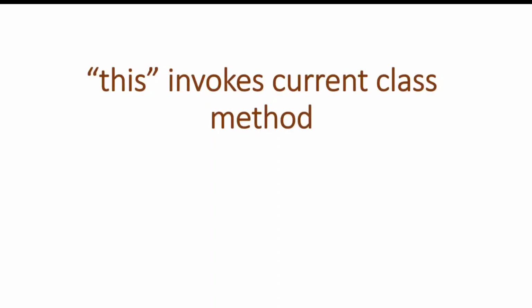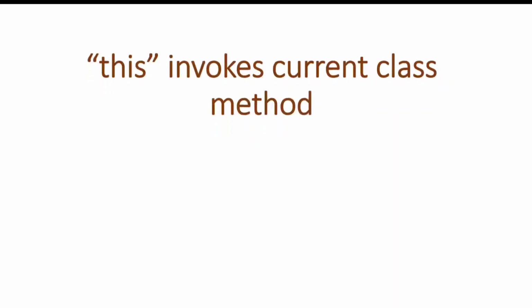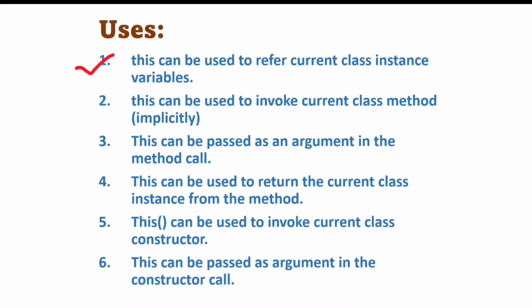Hello everyone. In the previous video, I explained what the this keyword is and how it can be used to refer to current class instance variables. In this video, I will explain how the this keyword can be used to invoke a current class method. So let's understand it directly through an example.